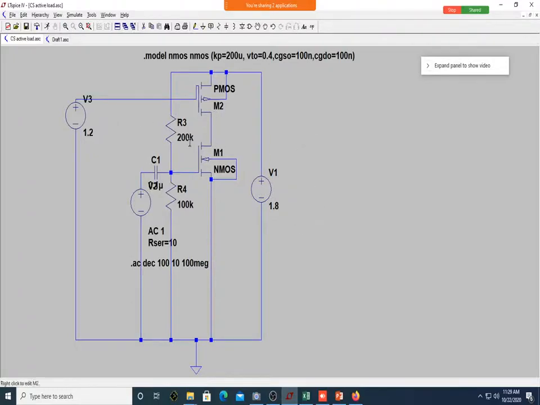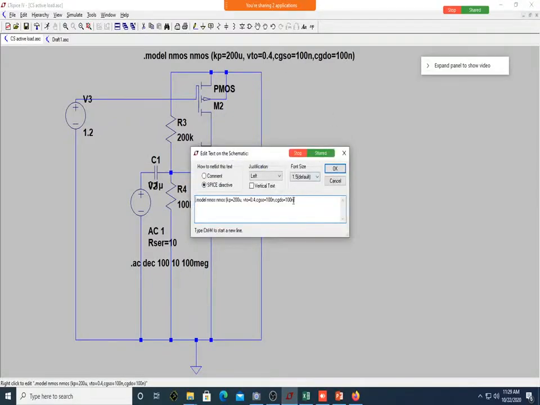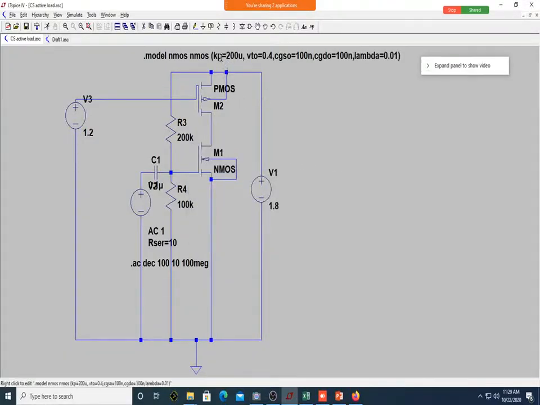Okay, let me do .op. Shall I include lambda of 0.01? Yes, sir. LAMBDA is equal to 0.01. Done. Of course this is for NMOS, I need to define for PMOS also, correct? Yes, sir.